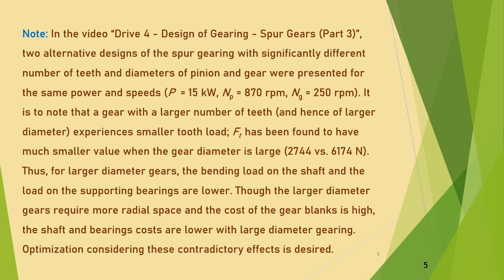Thus, for larger diameter gears, the bending load on the shaft and the load on the supporting bearings are lower. Though the larger diameter gears require more radial space and the cost of the gear blanks is high, the shaft and bearings costs are lower with large diameter gearing. Optimization considering these contradictory effects is desired.